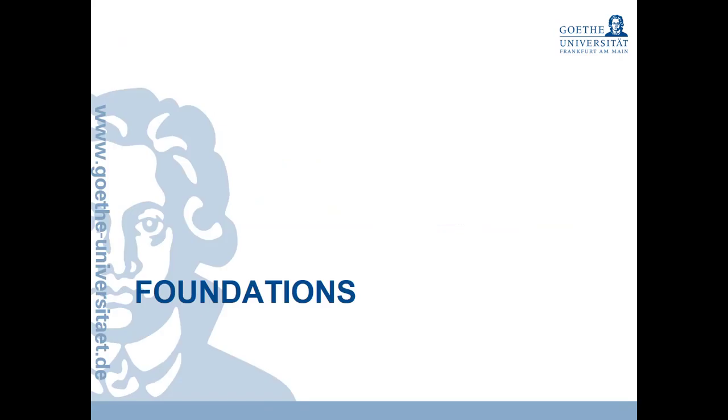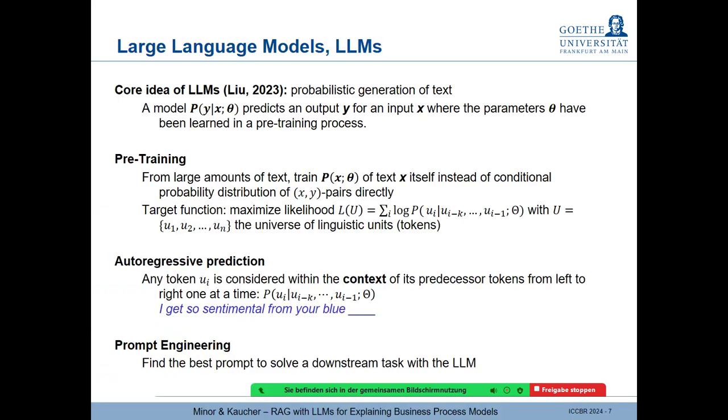First, some foundations and then our approach. Large language models, or LLMs, are a probabilistic model for the generation of text. So that means that a model P predicts an output Y for any input X with respect to the parameter theta of a model that has been learned in advance. For instance, for a neural network that has been trained based on large amounts of data.